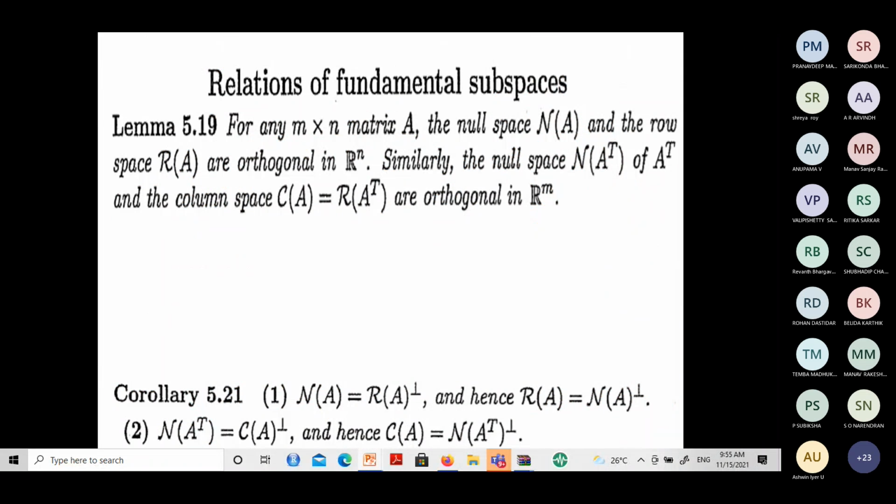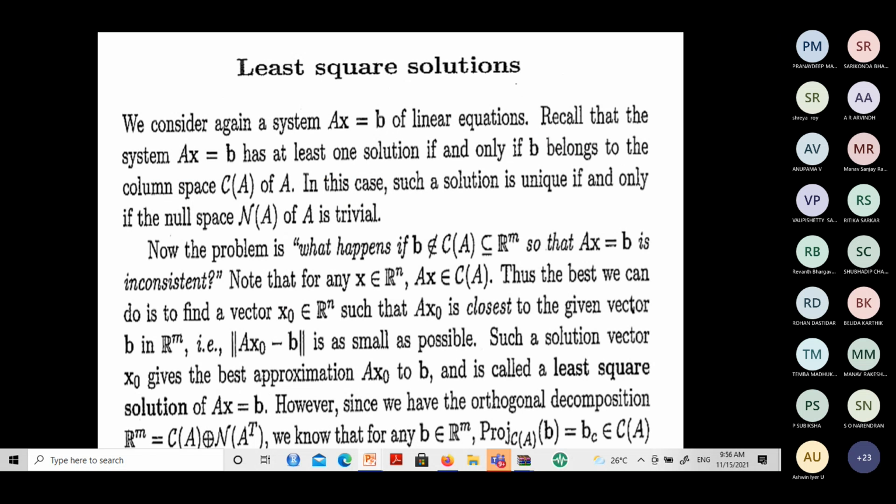This and all you know already. Just we'll see. Don't get confused. For any m by n matrix A, the null space of A and the row space of A are orthogonal in R^n. Null space and row space. Similarly, the null space of A transpose and the column space of A are orthogonal in R^n. Don't get confused. Just read this definition. That's all. That much is enough. Next, one important thing.